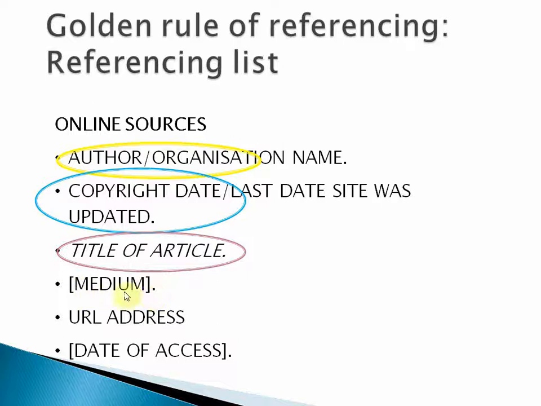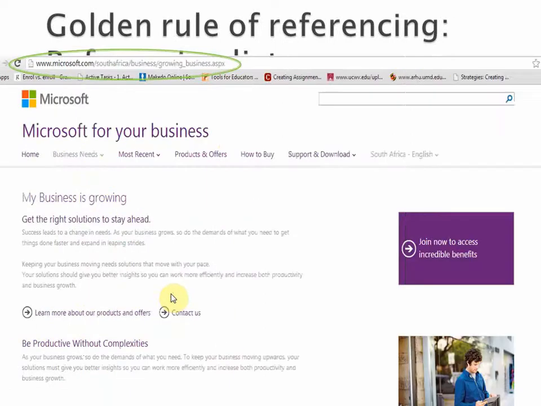Then you'll see here in square brackets, medium. Now medium is important when we're looking at online sources because it just tells your reader that you got the information from an online website or you got it from an e-journal. We don't do this for books or hard copies. It's only really for online stuff. So here in your medium, you're going to write online. Then the next thing is your URL address, which we all know.